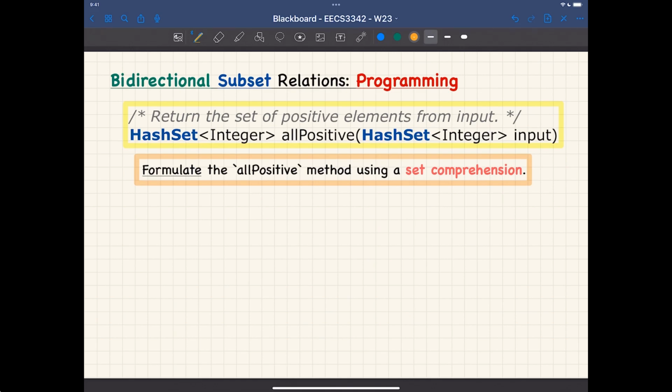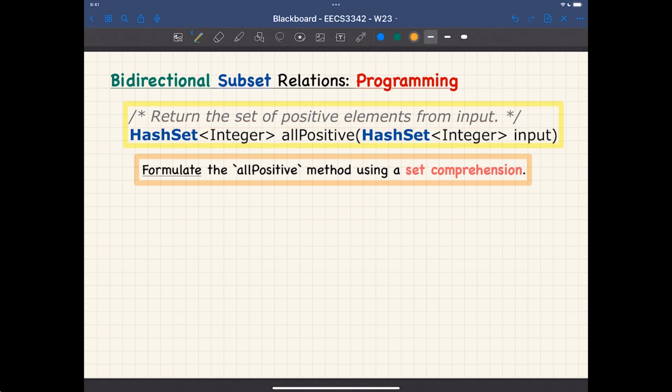Let's say you're trying to define a method called all positive. It's going to take a set and return a set. I'm just using the hash set, for example, but I can think about the hash set in Java at the abstract level, more like a mathematical set that we talk about. What does it do? It's going to return the set of positive elements from the input.